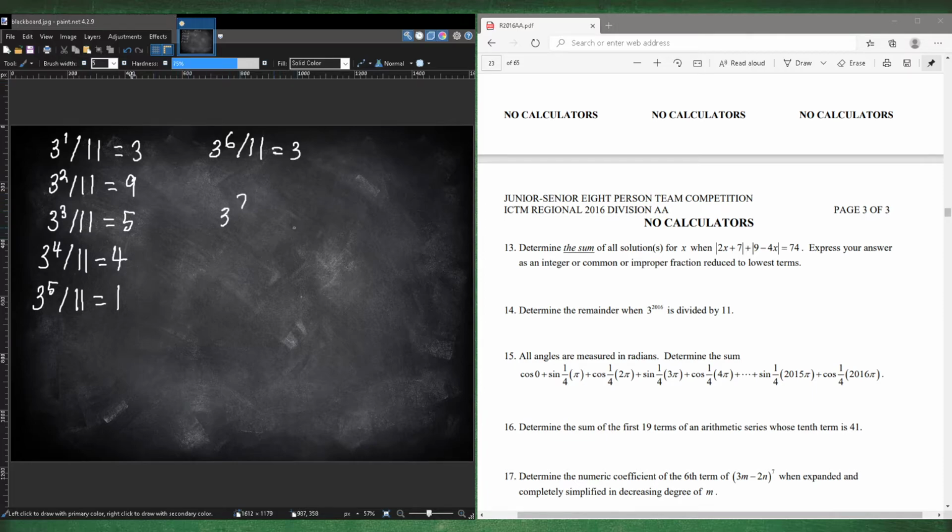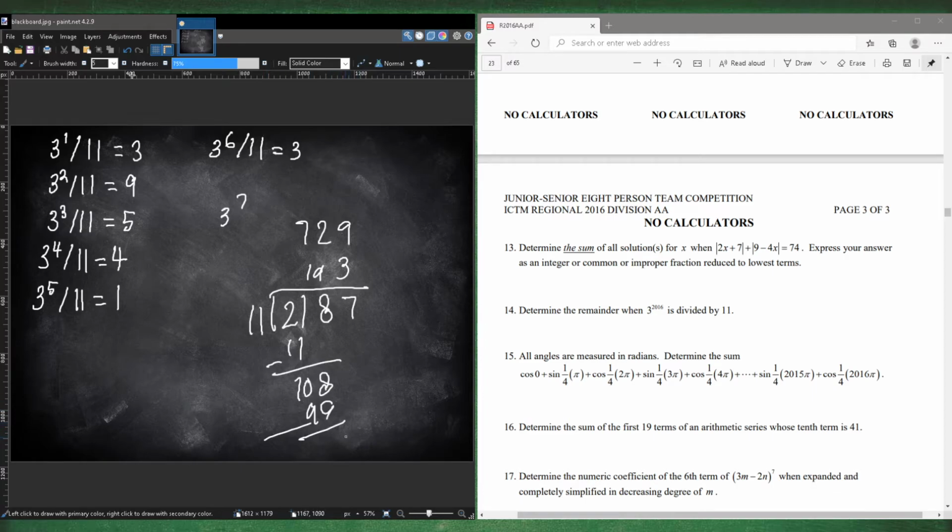Now 3 to the power 7, so that was 729 times 3, so that's 2187 divided by 11. So that is going to be a 1, that's 11, minus, that's a 10, 108. So put a 9 there, so that's 99, subtract. So that is 97. So then we have an 8 here, which makes 88. So that's a remainder of 9. So 3 to the power 7 divided by 11 is a remainder of 9.